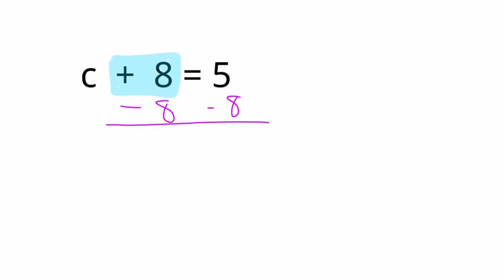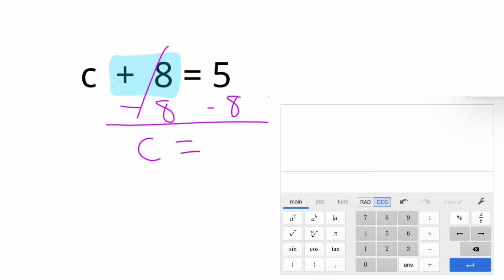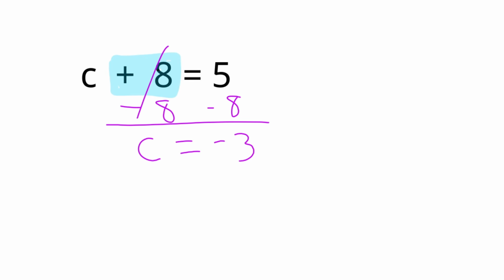We have plus 8 minus 8. That cancels out, leaving C isolated all by itself. 5 take away 8. You have to solve that part. You can use your calculator. You will get -3. Now let's perform a 3-step check.